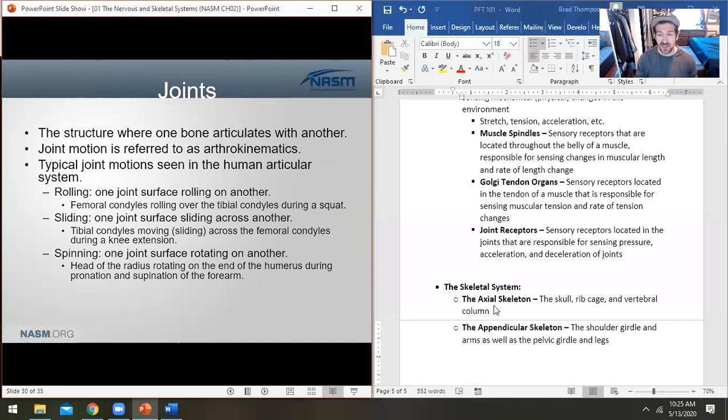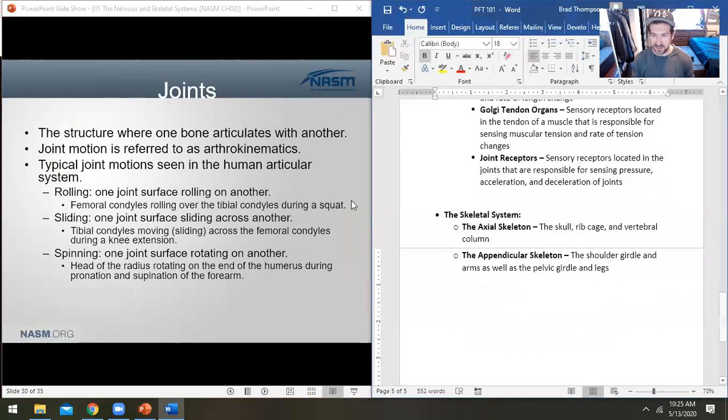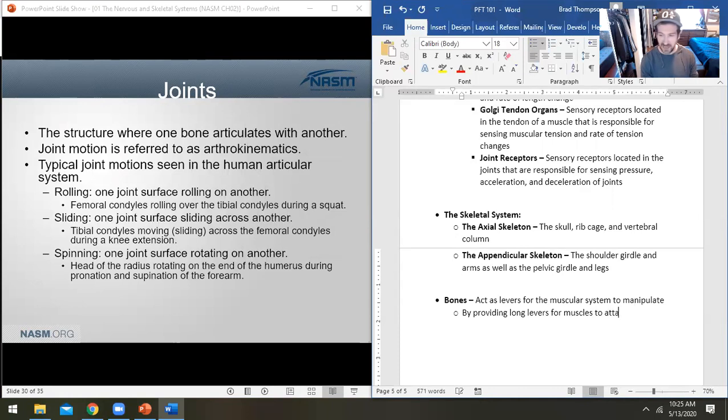So then we have our joints. If we're looking at the skeletal system, I'm going to put bones in here, even though we kind of covered bones. Bones act as levers for the muscular system to manipulate. By providing long levers for muscles to attach to, bones can be manipulated to produce human movement.